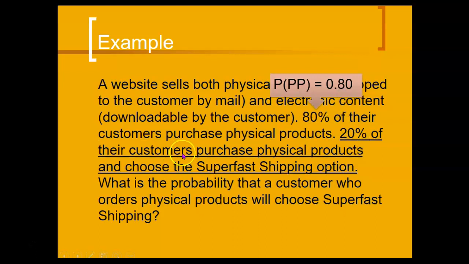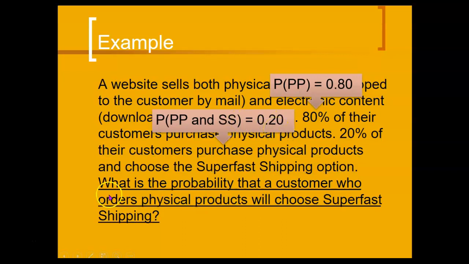When it says 20% of their customers purchase physical products and choose the super fast shipping option, that's telling us that the probability of physical products and super fast shipping is 20%, 0.20. Now here's the question. What is the probability that a customer who orders physical products will choose super fast shipping?